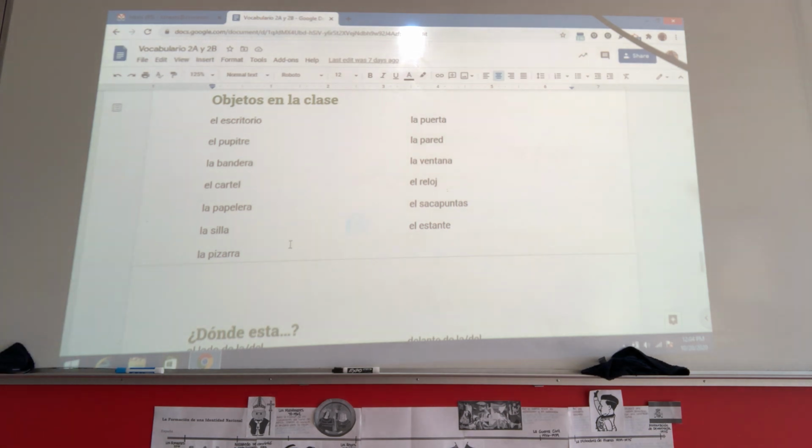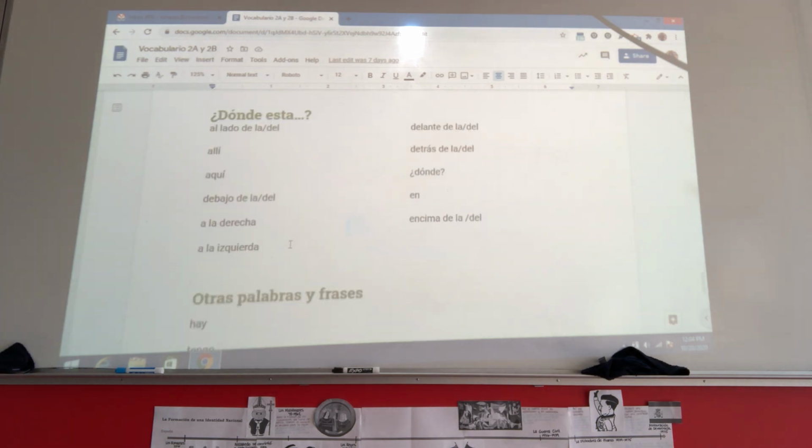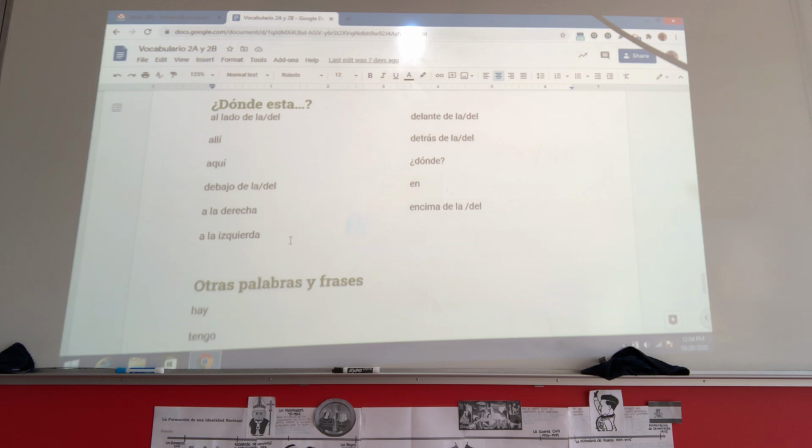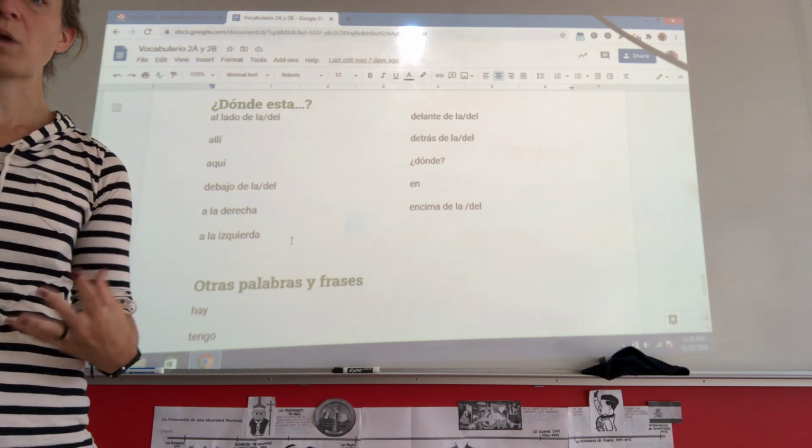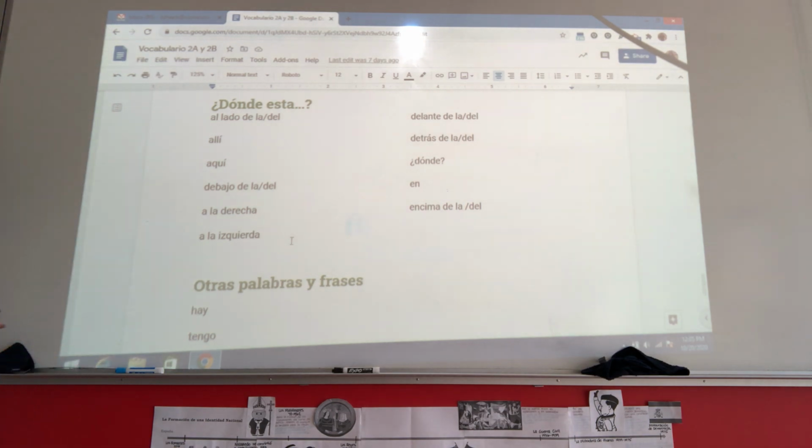¿Dónde está? is our question for where things are located. We use these phrases as prepositional phrases to talk about where things are located in our classroom and in other locations. I do not want you to spend a ton of time on memorizing these phrases. We'll have this vocab sheet as a reference and we'll just be aware of them. So repeat after me so we know what these sound like.